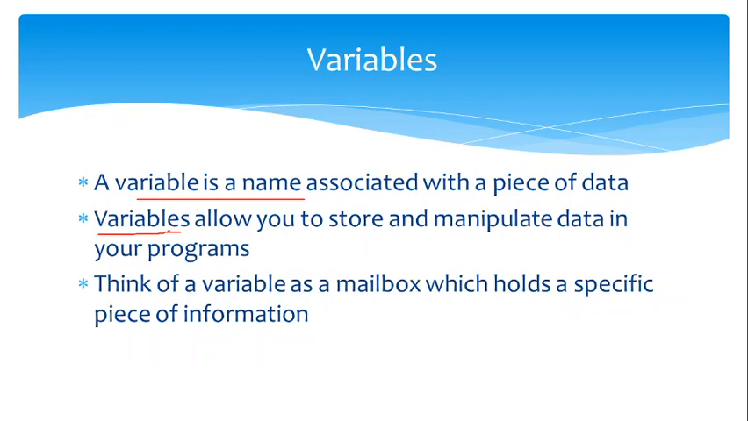The opposite of a variable is a constant. A constant will not be manipulated, whatever the value is, it will stay the same. With a variable, whenever you want to change, modify or manipulate, you can do it. Next, think of a variable as a mailbox which holds a specific piece of information. We will take the example of a mailbox. It holds a specific piece of information, whatever the information is, it will hold or store it. This is about variables.